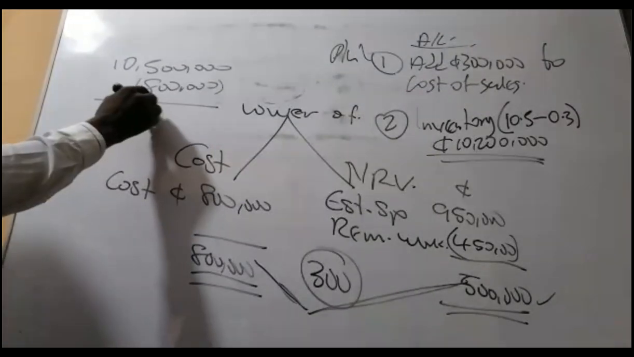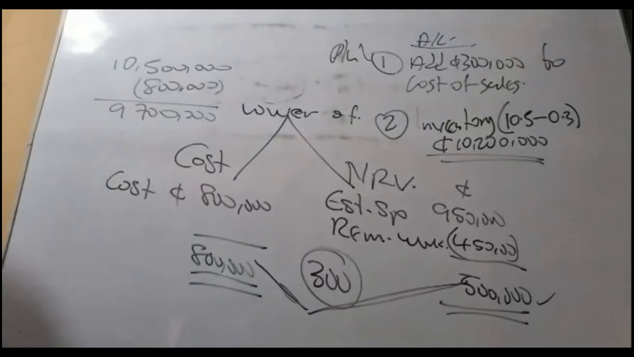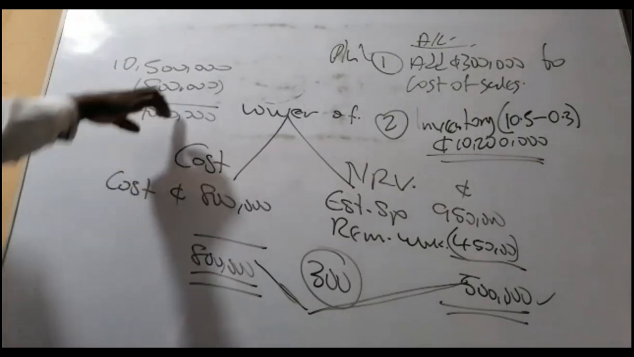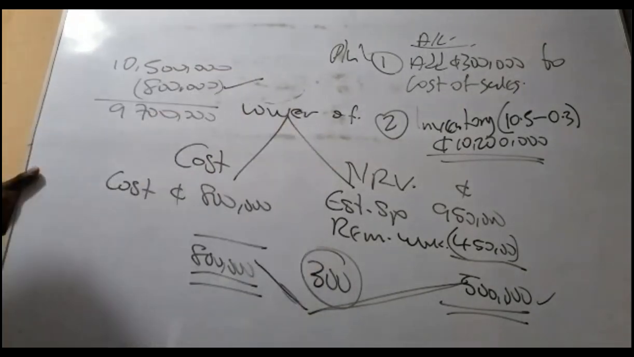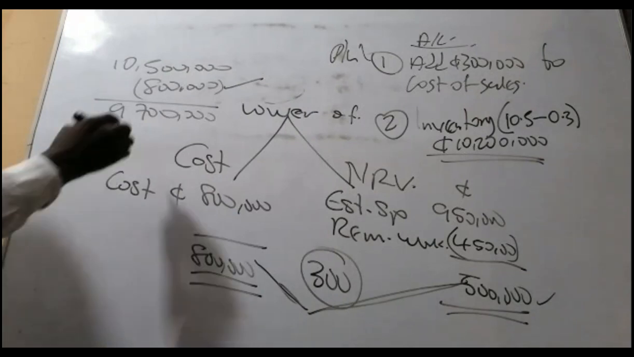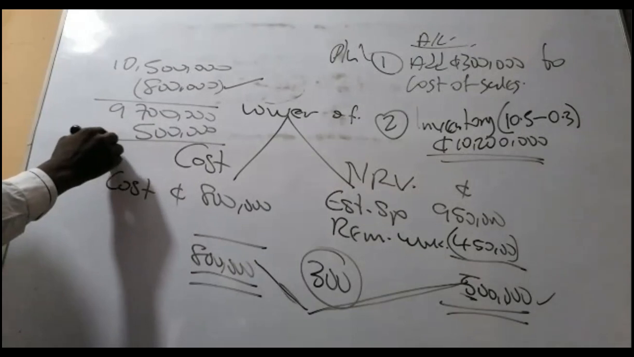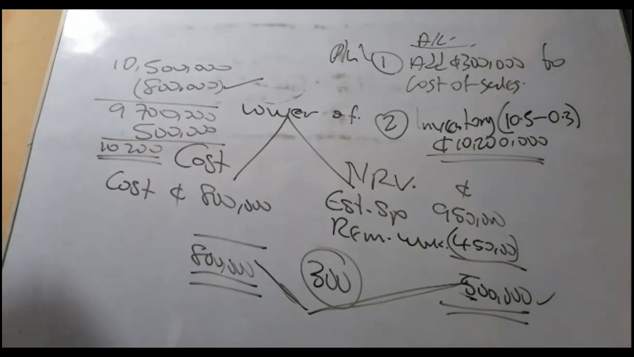Good. So that's 9.7 million. So that means the normal goods that are not damaged is 9,700. But the damaged one is what? 800. So therefore, now that we know that the correct value for the 800 is 500, we can now add it back, because that is the lower. Then when we add it, it gives us the 10,200, so that will be the value to be placed in the books.